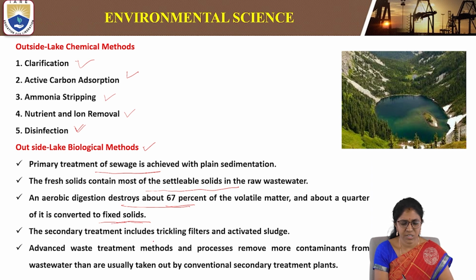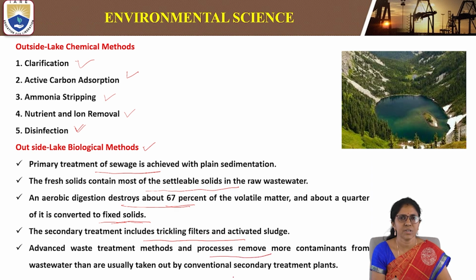The secondary treatment includes trickling filters and activated sludge. Advanced waste treatment methods remove more contaminants from wastewater than are usually taken out by conventional secondary treatment plants. So we have three different methods in outside-lake biological methods: the primary treatment method, the secondary treatment method, and also the advanced water treatment method.